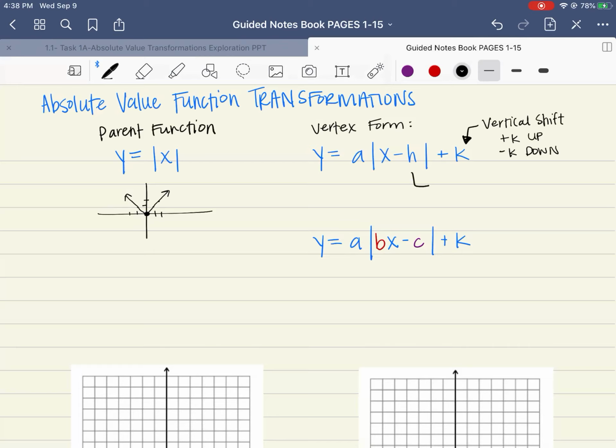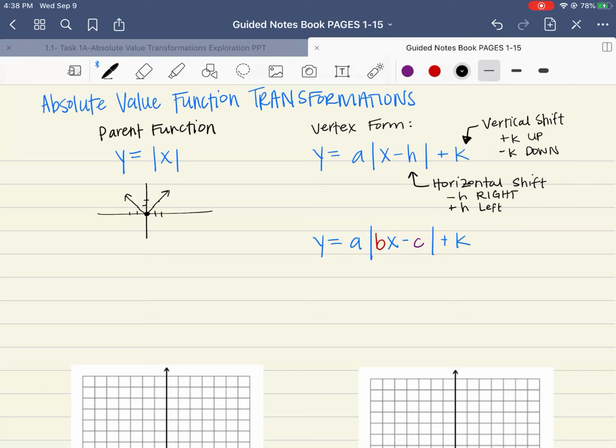On the inside, this was our horizontal change or our horizontal shift. So this is moving the graph left to right. Again, this one works reverse of what it looks like because we've got a negative in there. So when we're subtracting h, it's actually moving to the right on the x-axis or in the x direction. And if we're adding h, it's moving to the left.